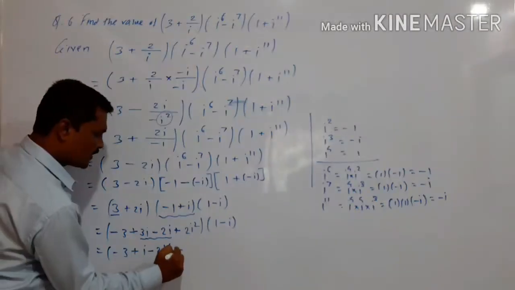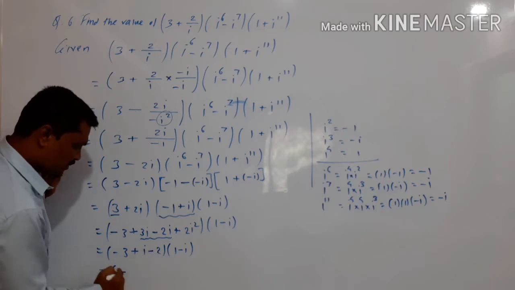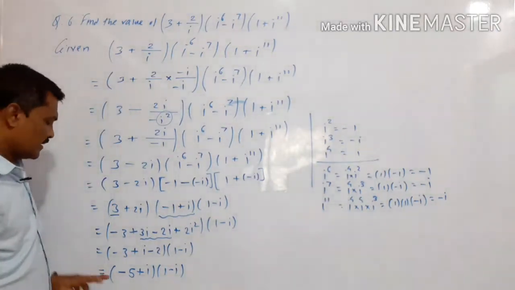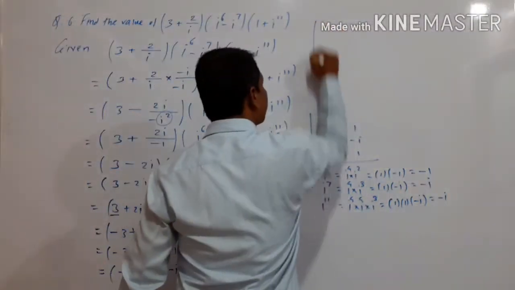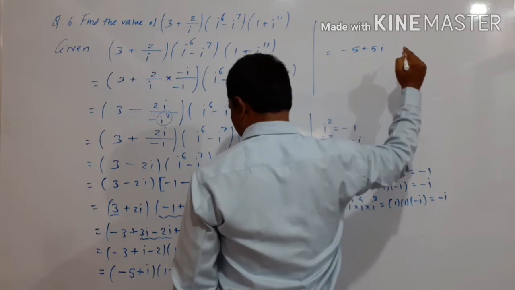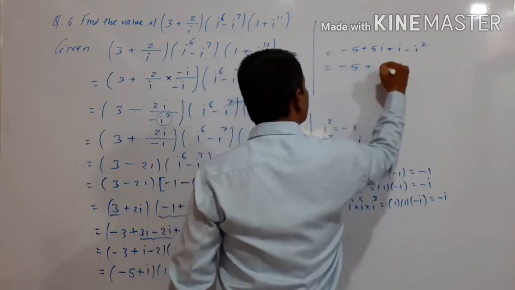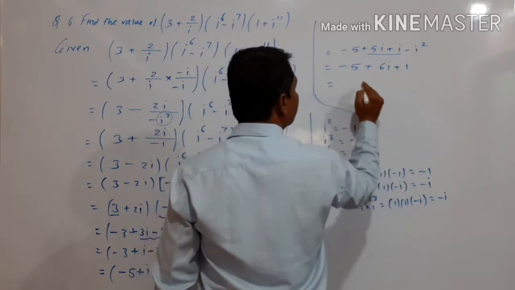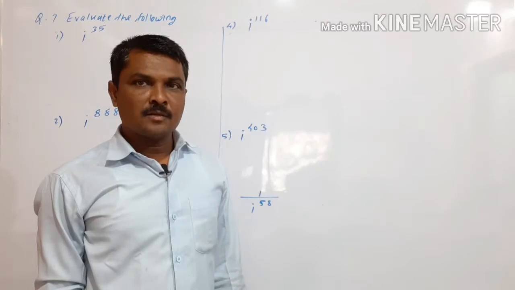Minus 2, 1 minus I, that is equal to real part minus 3 minus 2, that is minus 5 plus I, second bracket 1 minus I. We have to take the product of these two brackets. Minus 5 multiplied by 1 is equal to minus 5 plus 5i. Multiplied by I, plus I minus I square, that is minus 5, middle two terms 6i, I square value is minus 1, minus minus becomes plus 1, that is minus 4 plus 6i. This is our simplification.